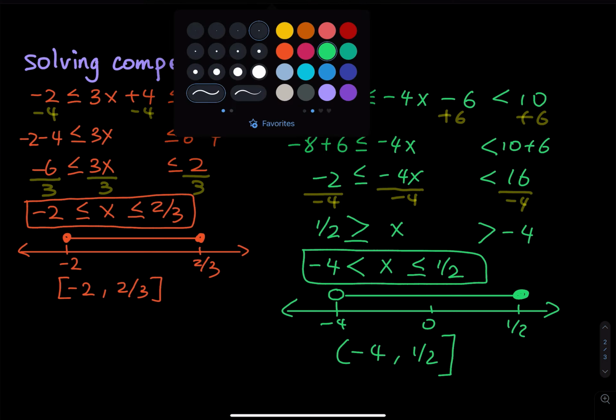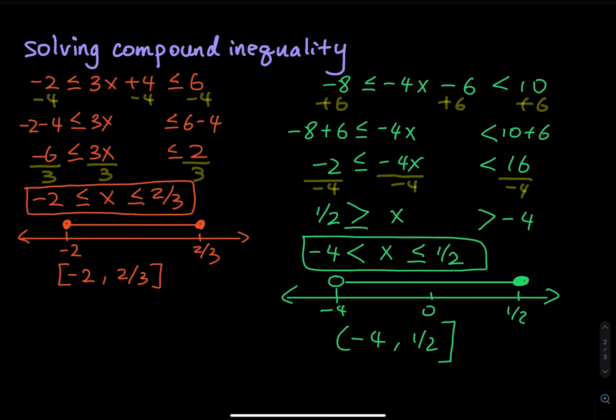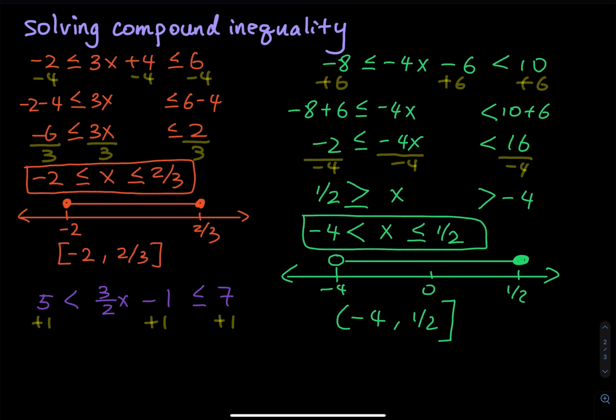Let's do two more problems. So which color should I choose? Let's choose purple. I have 5 less than 3 over 2x minus 1 less than or equal to 7. All right, minus 1, we add 1 on each side. Add 1, add 1, add 1. 5 plus 1 is equal to 6. You have 3 over 2x, and then less than or equal to 7 plus 1, which is equal to 8.